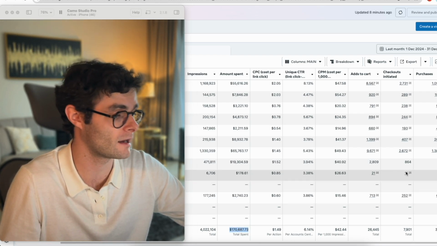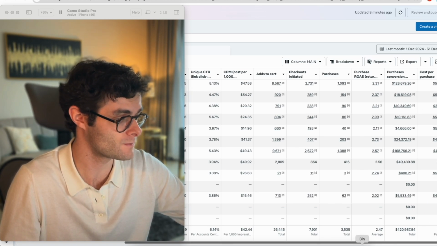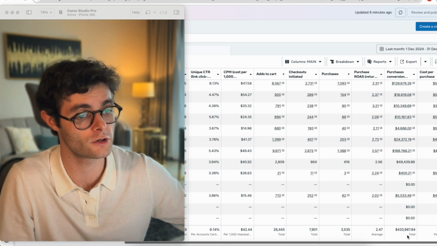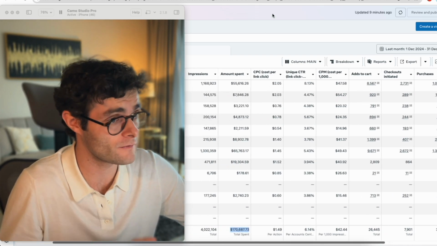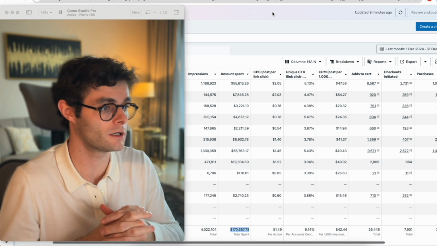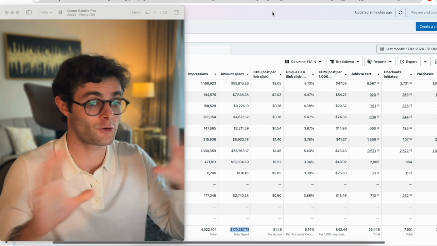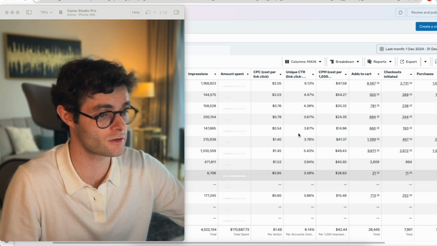We spend $170,000 with, let's see, a 2.47x return on ad spend, generating over $400,000 just on Meta ads alone. Okay, and we also have some clients that do the same numbers, even of course a lot bigger numbers, and across multiple channels. So this is just last month. Let me just refresh so this is real.